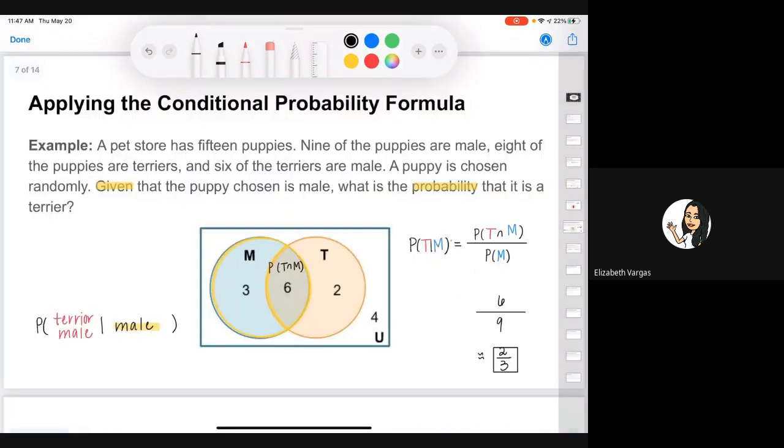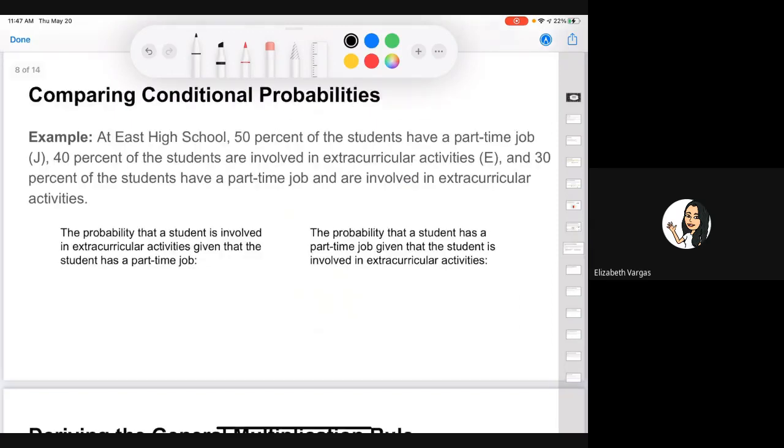So using a Venn diagram, if I wanted to calculate the conditional probability, I want to use that equation right there. That equation will help me find the conditional probability. In this instance, what is the probability that I have a terrier who is a male? You're just plugging in the information given in your Venn diagram into that equation. Okay, questions about this? Okay, we're going to look at some other examples.